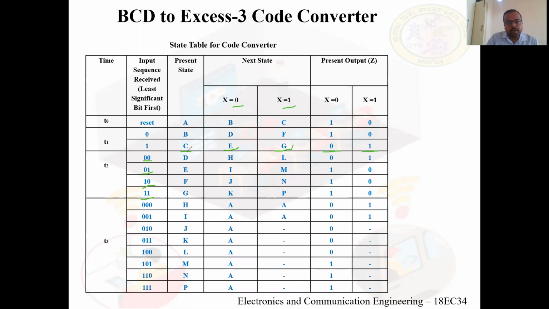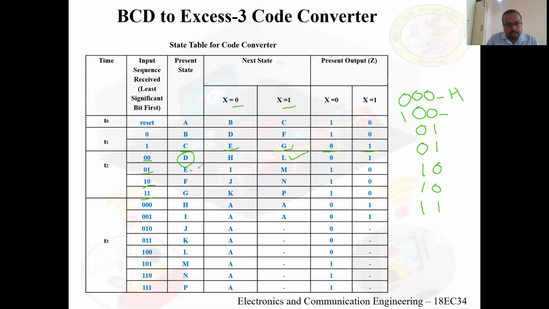Now for 0, 0, now the state is D. And now the input received is 0. Since the input received is 0, we know that 0, 0. Now the input received x is 0. If it is 1, which is the next state, it is L state.